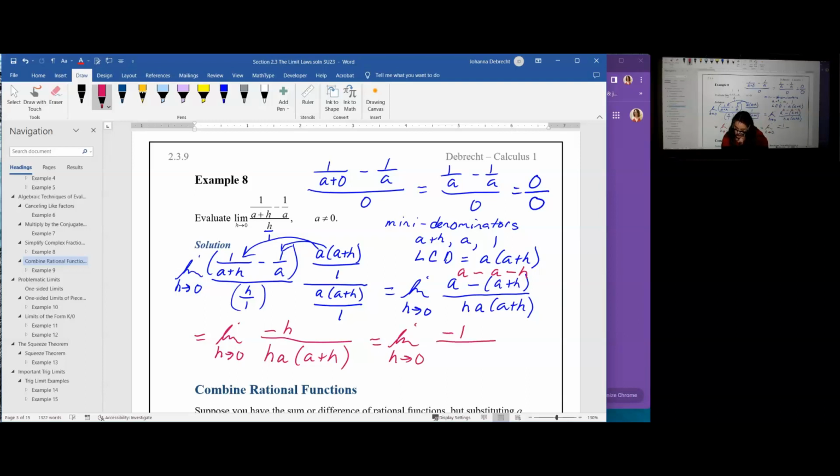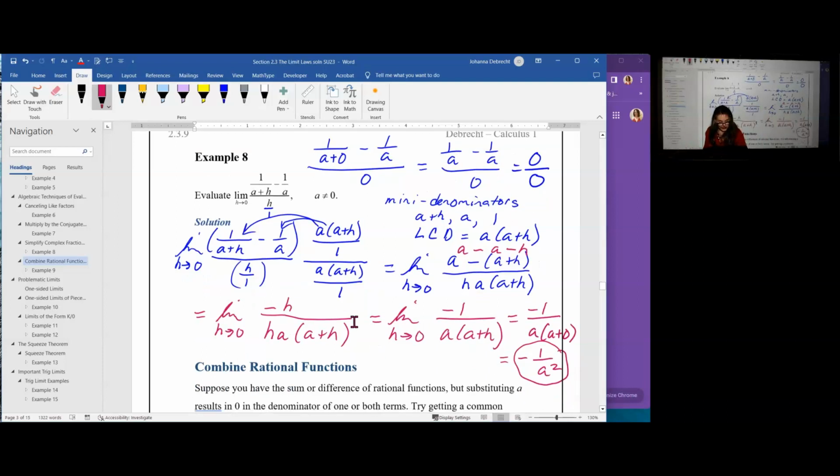I have negative 1 divided by a times a plus h. I still have the limit notation because I have not yet substituted in the value of 0 for h. I'm ready to do that, so I do that now, and I end up with negative 1 over a times a plus 0, which will give me negative 1 over a squared. And that's the value of our limit.